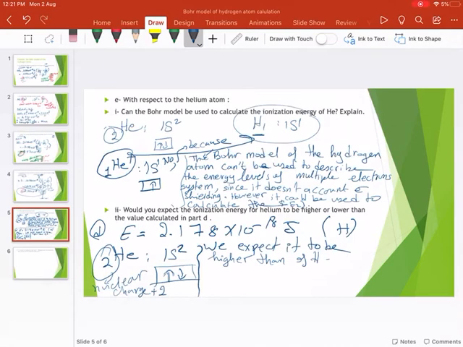We expect it to be higher than that of hydrogen, because the valence electrons in helium are not completely shielded from the higher +2 nuclear charge.